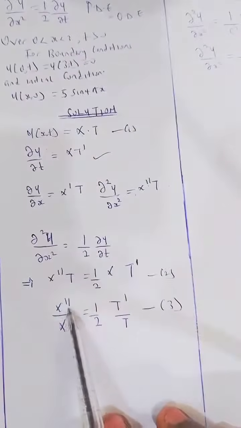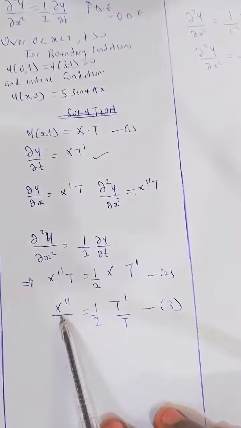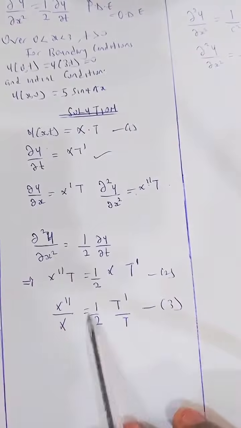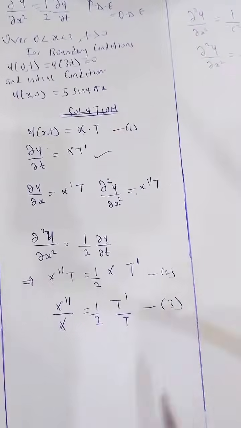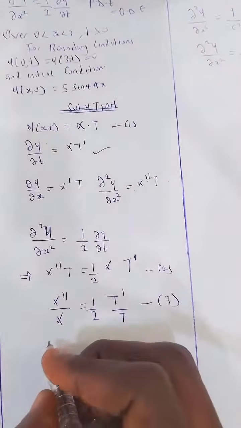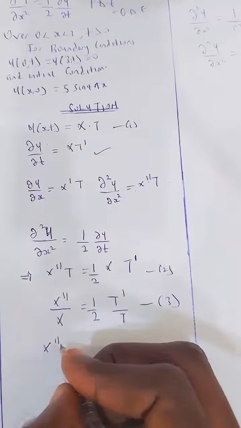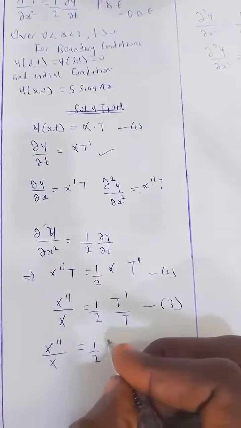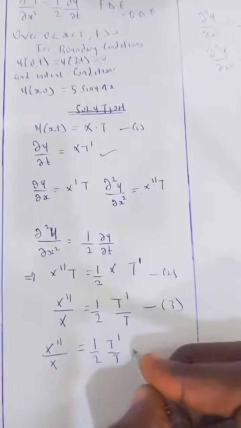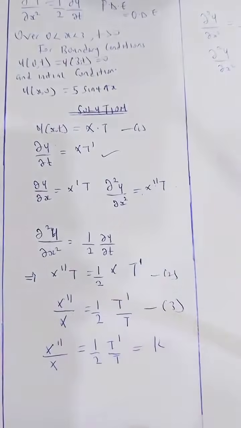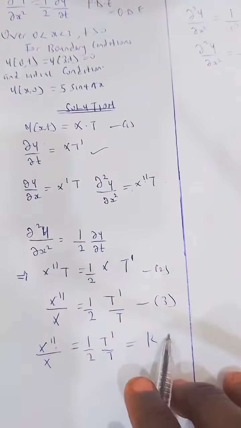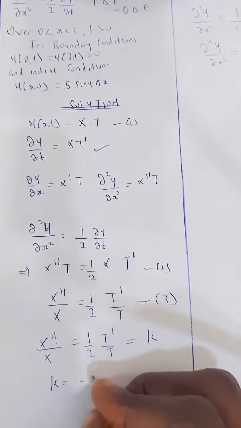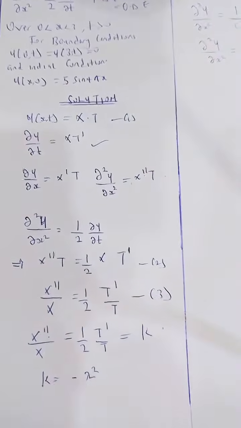Now, the next step is to make this x function represent it as an equation, and also represent this as an equation. So from here, how it works is that you say x double prime over x equals 1 over 2 multiplying t prime over t equals a constant, right? This is equal to a constant, where this constant is equal to negative lambda square, right?